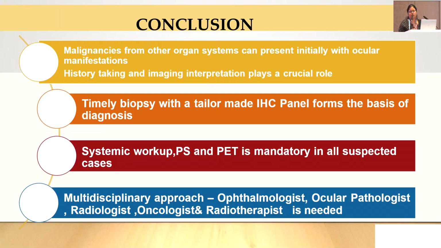As we all know, eyes are windows to your health. Not just systemic disease, but even cancers from other organ systems can present with orbital manifestation as the first presenting symptom. A keen history, a good pathology workup, and a multidisciplinary approach are the mainstay of treatment. And a timely biopsy with a customized IHC panel, systemic workup, a peripheral smear, and PET are mandatory in all these suspected cases.